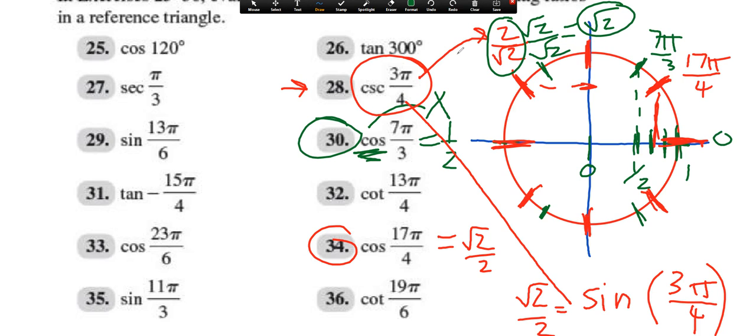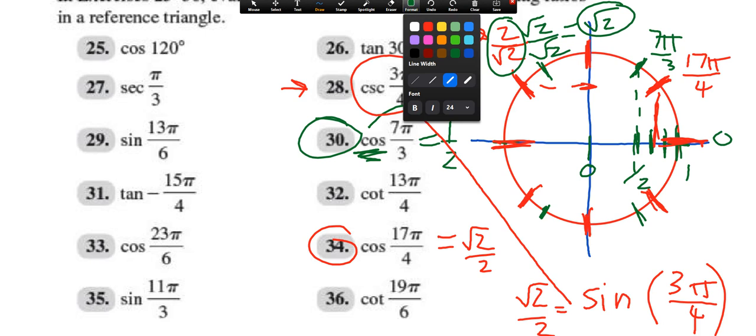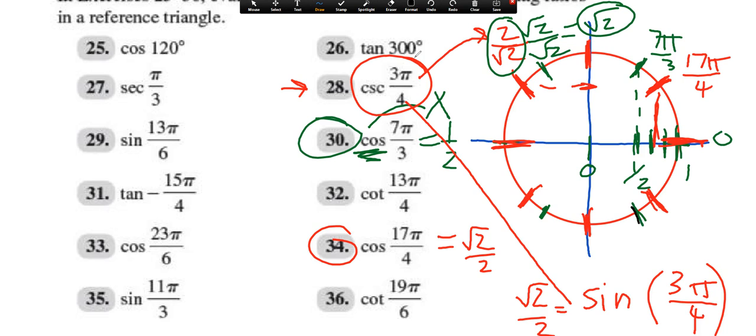Anything else on 4 or 3 that you want to go over? Yes, Miss Sunny. 26. Tangent 300. Okay, the tangent of 300. 300 degrees is down here. Okay, they are looking for tangent. Is that an x value, a y value, or a slope? Tangent is slope, right? So we want the slope of that line right there.